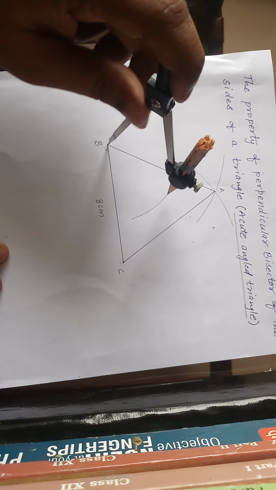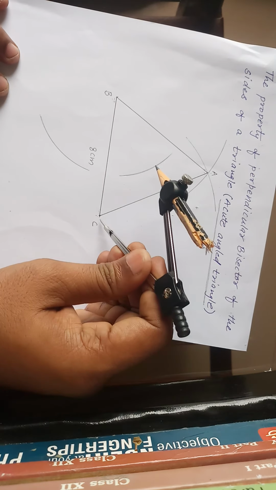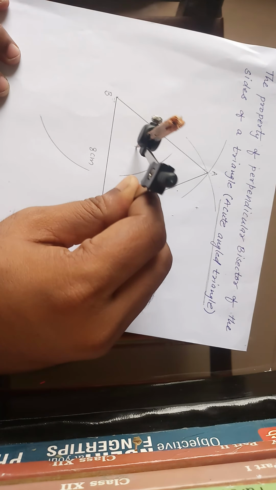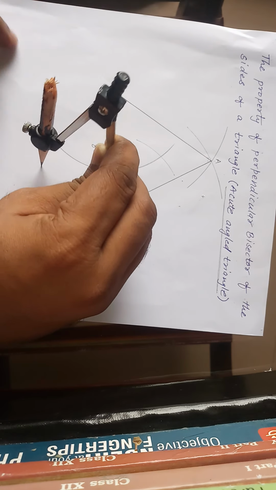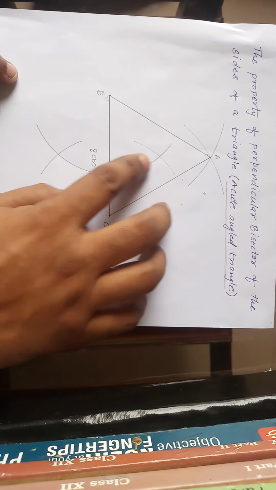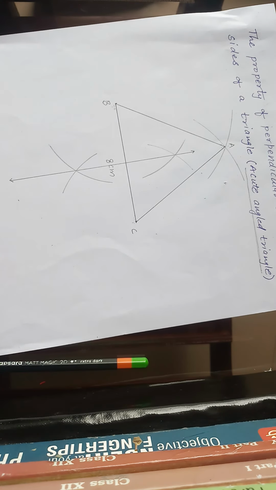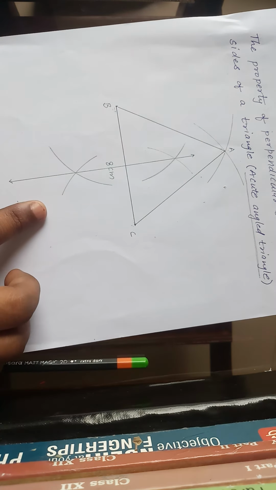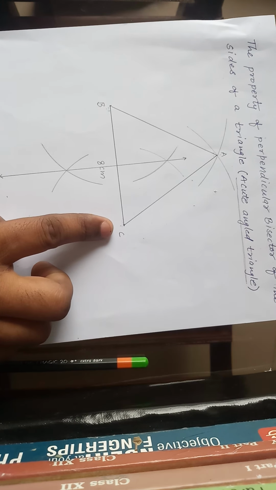And one arc we will draw down, one arc we will draw up from point B. In the same manner, without changing the length of your compass, draw another arc from point C up, and one arc you will draw down, and you will connect these two points of intersection of arcs. This is your bisector of line segment BC.